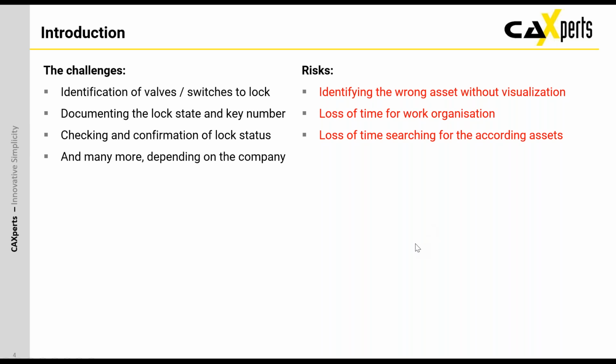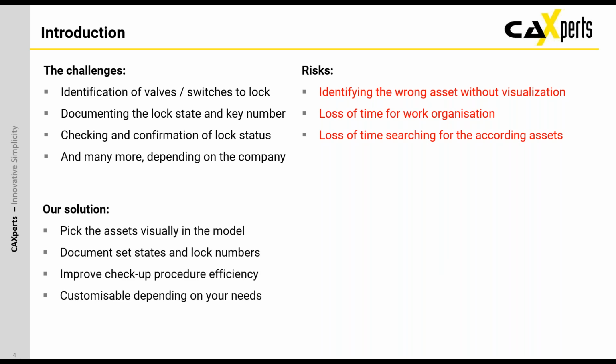And that's, as I said before, many more challenges depending on the company and the various setups of those isolation or lockout lists. So what is our solution? First of all, pick the assets visually in the model. So you don't only see the model itself, you see, for example, anything surrounding it. How can I reach this? Is it reachable easily, or do we need some additional work to prepare to actually even get to the valve or switch that needs to be taken offline? So the fact is, save on wait times on site and have a faster identification of the items.